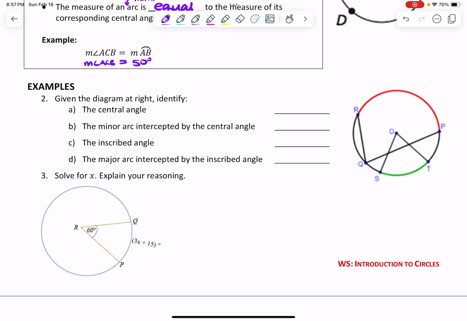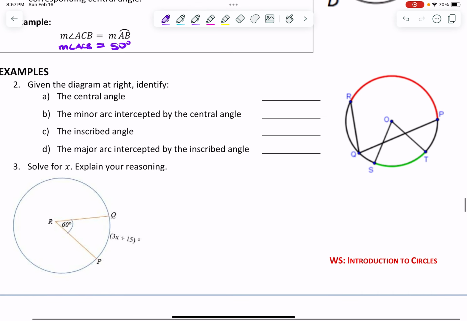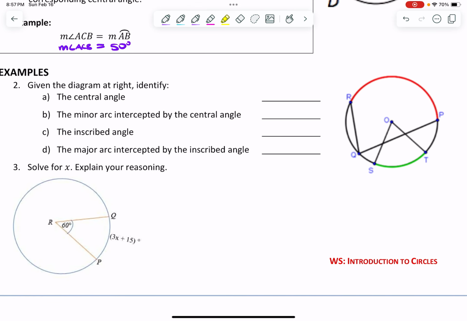Go. And welcome back. Okay, so a central angle I want to identify in this picture here. Remember, a central angle is formed by two radii. So I'm looking for two radii that come together to form an angle, and I can see this one here that I've highlighted in yellow. I can refer to that as angle SOP.